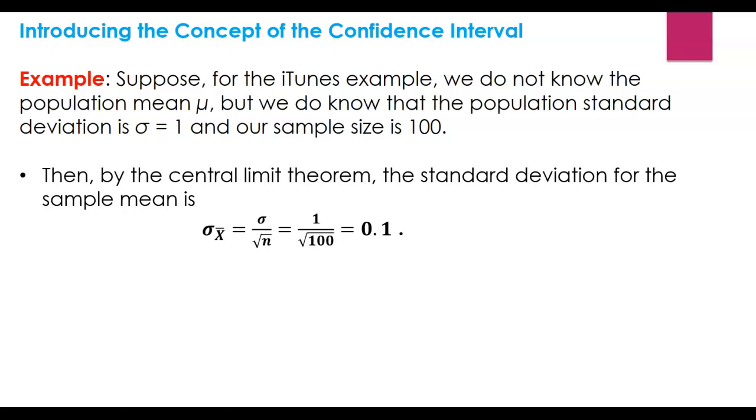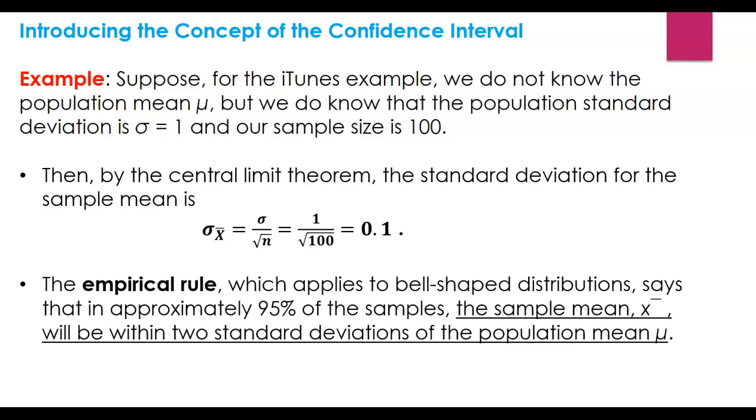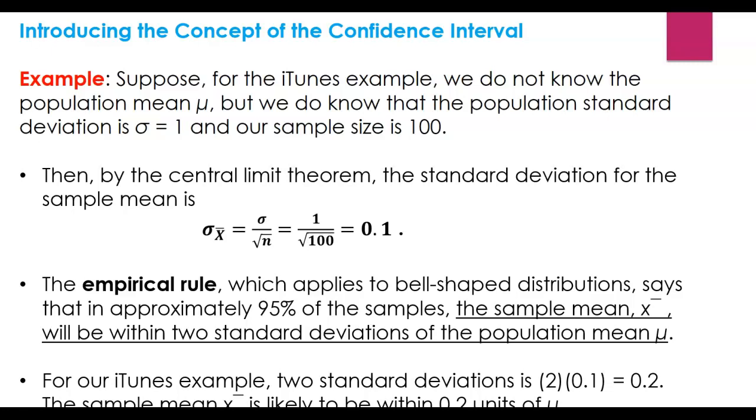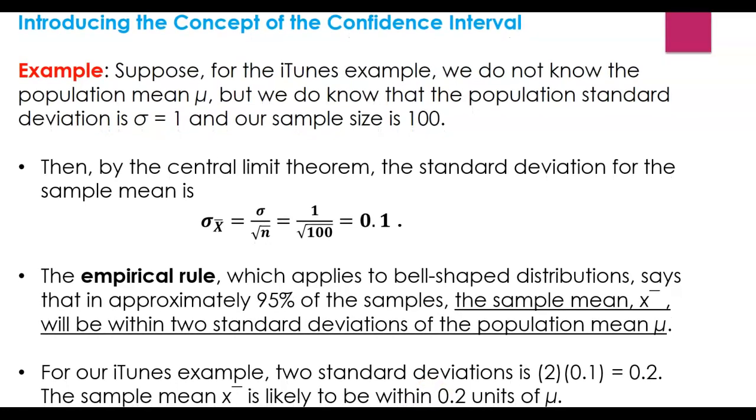Now, the empirical rule, which applies to bell-shaped distributions, mainly the normal distribution, and also one we'll talk about called the student's t distribution, says that in approximately 95% of the samples, the sample mean x bar will be within 2 standard deviations of the population mean mu. For the iTunes example, 2 standard deviations is 2 times 0.1, which is 0.2. The sample mean x bar is likely to be within 0.2 units of mu.